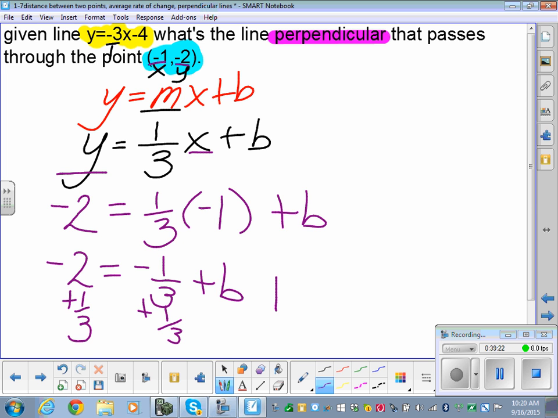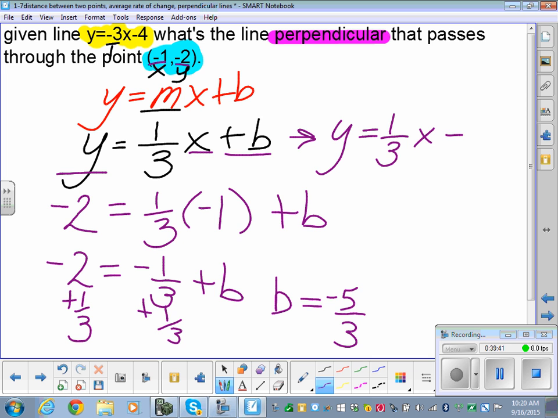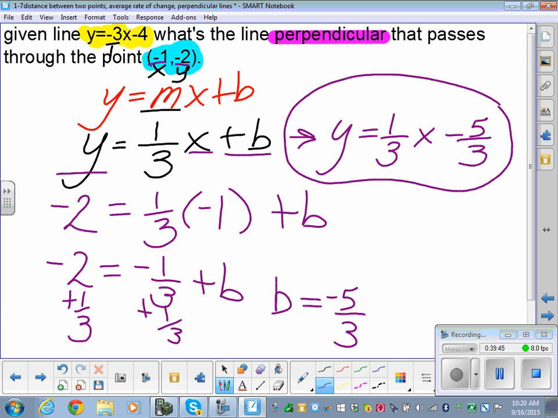So then I can find b. If you do it, I want this fraction, and you get negative 5/3. So our b, our y-intercept, is negative 5/3. So this is our final answer: y is equal to 1/3 x, and then our y-intercept was negative 5/3, we just found that. So minus 5/3. All right, finish up the worksheet.